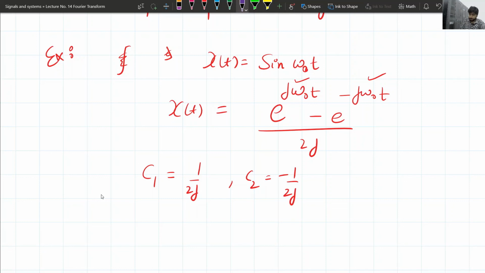Then, applying the concept of the Fourier transform for periodic signals, we can write 2 pi times the summation Cn del omega minus n omega naught.